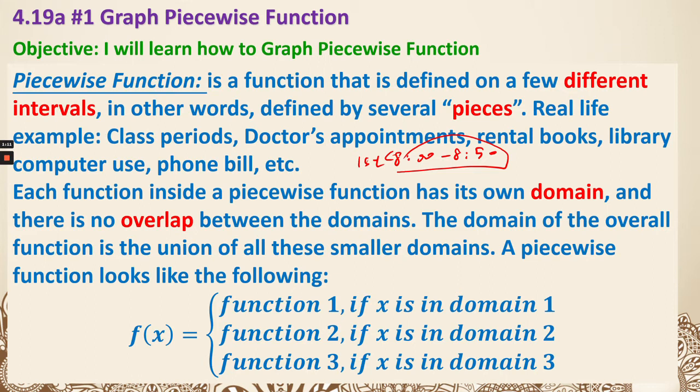A piecewise function looks like the following. f of x equals, then we have these curly braces. For the first function, there is a certain domain. For the second function, there's a certain domain. And for the third function, there's a certain domain. A piecewise function could have as many functions as possible, as long as the domains are not overlapping. And we're fine. So now let's see an actual piecewise function and how to graph it with steps.